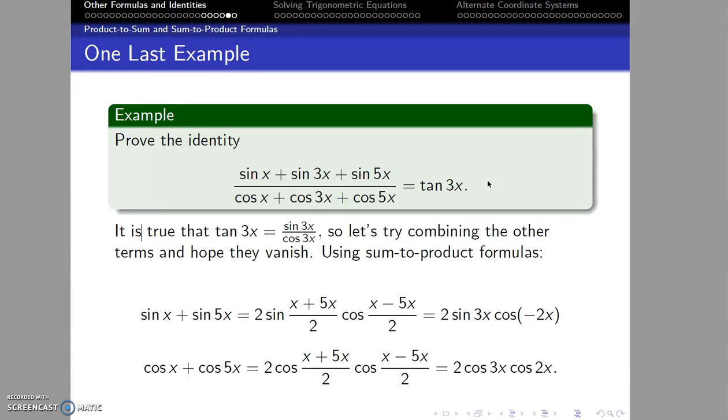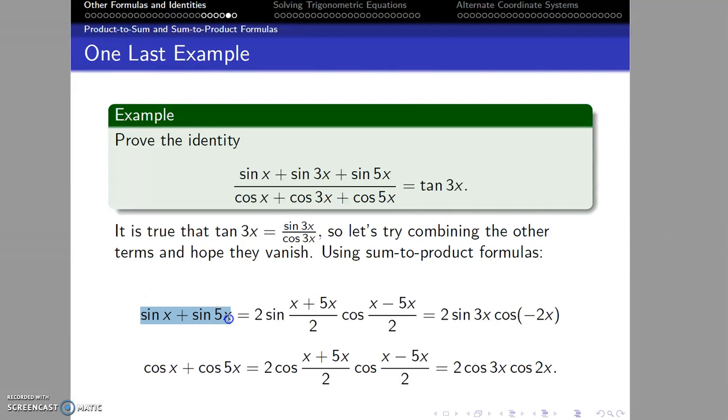So under these very contrived circumstances, the real viable option, and in this case maybe just one, is recognizing, okay, I've got sine of 3x over cosine of 3x. That alone is tangent of 3x. So maybe let's just put up a Hail Mary play. Let's hope that if we combine the sine x and the sine of 5x, that will just vanish, and the cosine of x and cosine of 5x will just magically disappear, leaving us with the sine of 3x over cosine of 3x. Well, let's give it a try.